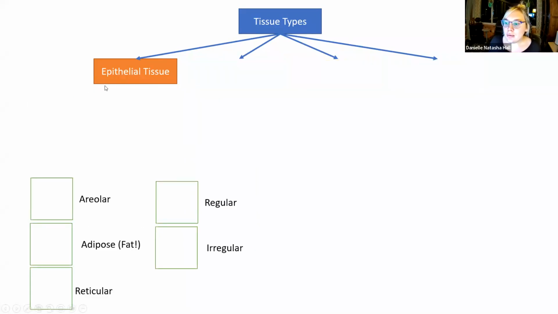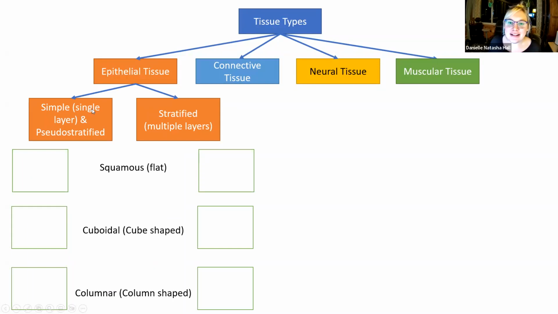Now remember, we can think about epithelial tissue based on the number of layers that the epithelial tissue has. So simple has a single layer and stratified has multiple layers. Then both simple and stratified epithelial tissues have squamous, cuboidal, and columnar. So we could have simple squamous, simple cuboidal, stratified squamous, stratified cuboidal.